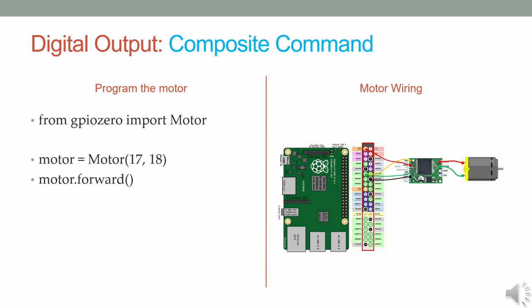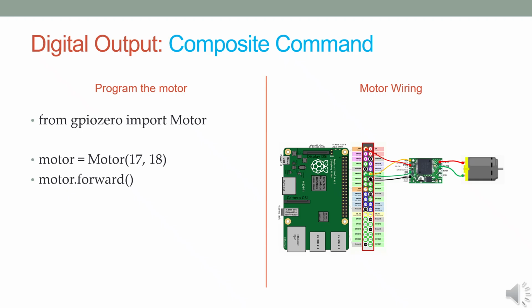When motor.forward is executed, GPIO0 automatically sets one control pin high and the other low, which signals the motor driver to supply current in the correct direction, causing the motor to spin forward. Without composite commands, you would have to manually set each GPIO pin's state in the correct sequence, increasing the complexity of the code and the risk of mistakes. With composite commands, this process is abstracted, making the code cleaner and less error-prone.